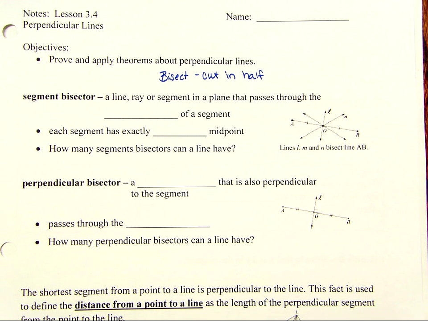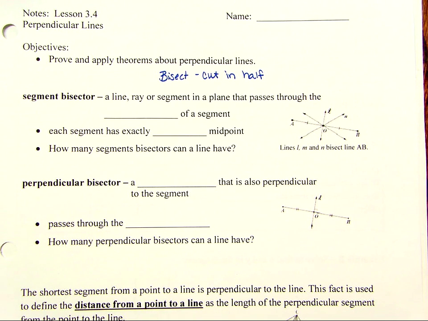In lesson 3.4, we're going to be talking about perpendicular lines. First, we're going to take a little bit of time to talk about some bisectors. And I'll remind you, as we talked in chapter 1, when we bisect something, we cut it into half or cut it into two equal parts.